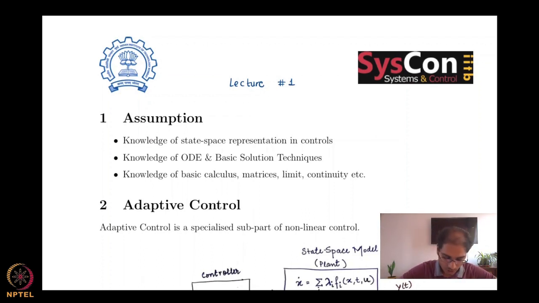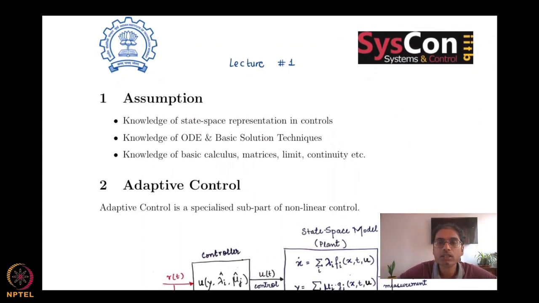We assume some basic background when we are doing this course. The first is that all of you have some basic knowledge of state space representation in controls. This is typically covered in our department in a course called Systems Theory, but it is also covered in a second level controls course. The first level controls course is usually frequency domain, Laplace transform, root locus, and all of that. In the second level control course, typically you study state space representation, notions like linear systems, controllability, observability, and so on and so forth.